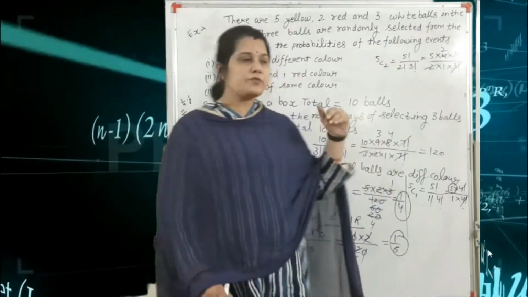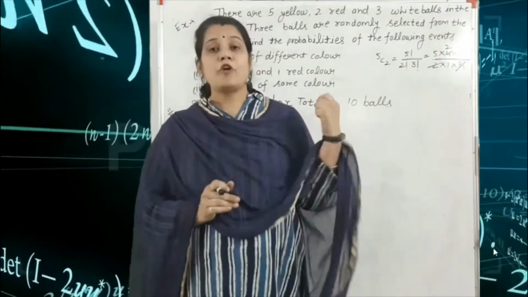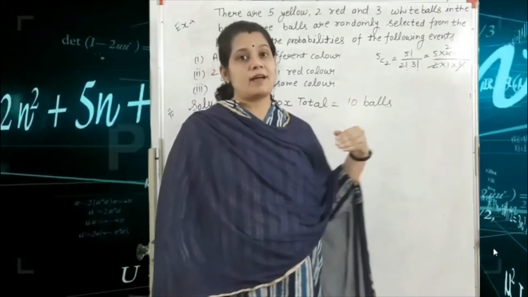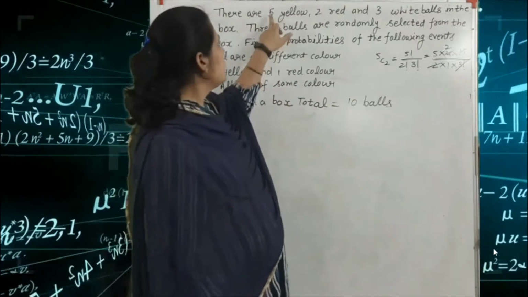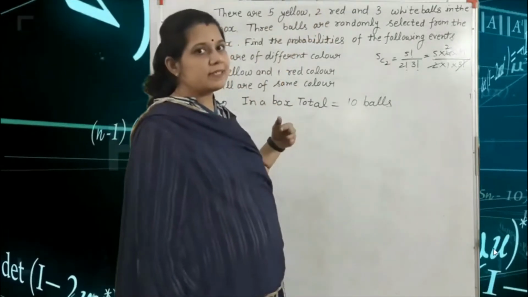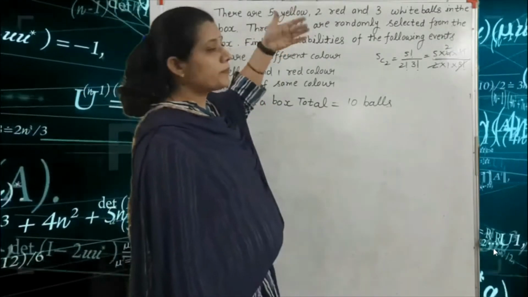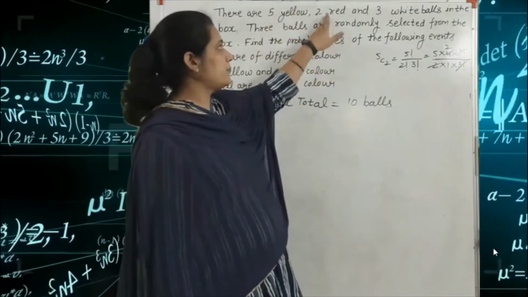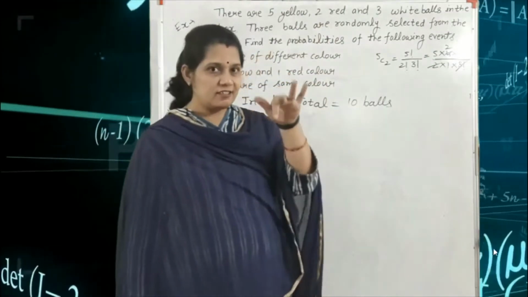Okay. Next one is all are of the same color. For finding that all balls are the same color, we have 5 yellow balls, 2 red balls and 3 white balls. So obviously all three balls may be yellow color or white color, because here the total red balls is 2, so we can't consider three red balls.